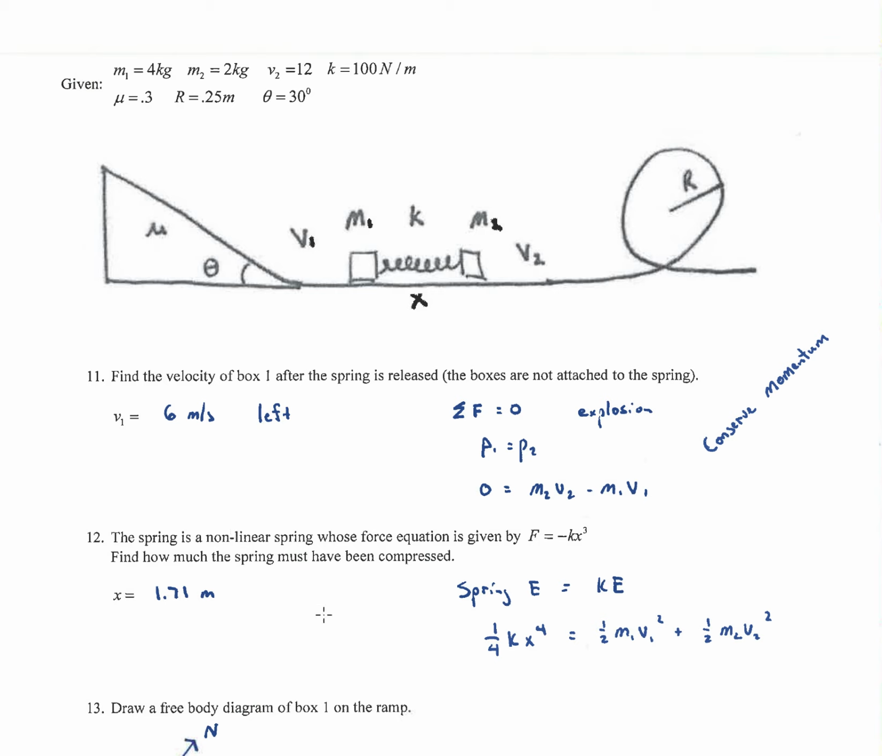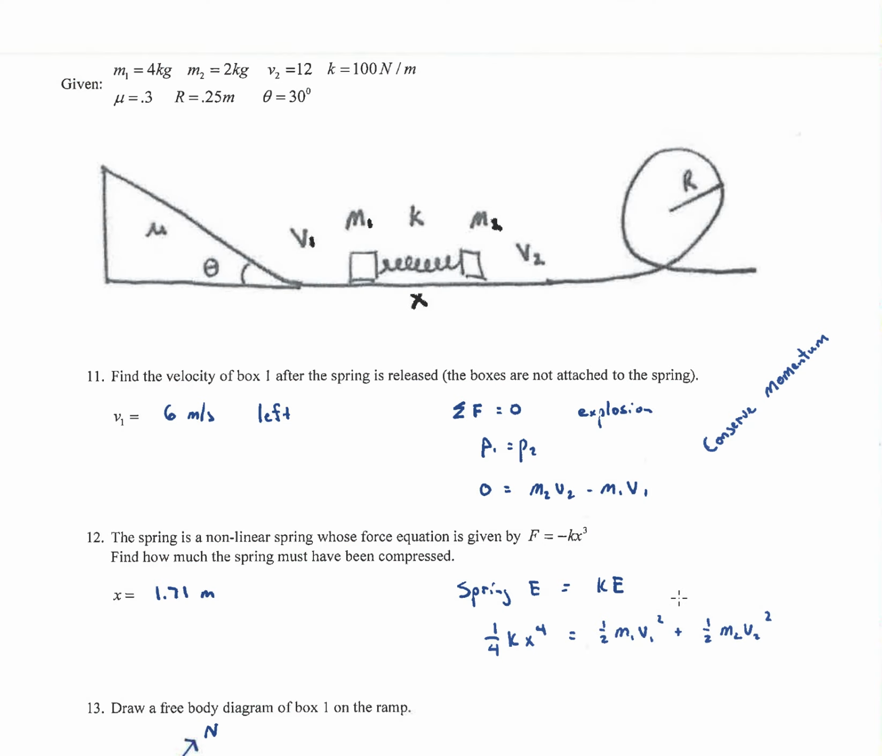We have to integrate. Now, you all know how to do the power rule at this point. So we have to integrate that force over distance, and we end up getting, don't worry about the negative sign, that's just the direction, we end up increasing the power by 1 and dividing by the new power, so we get this 1/4 kx to the 4th. That's the energy stored in the spring.